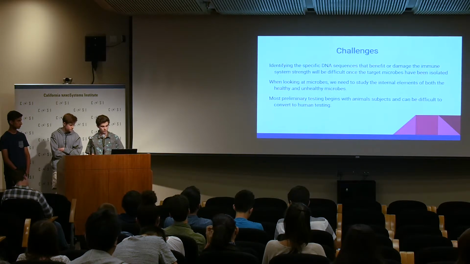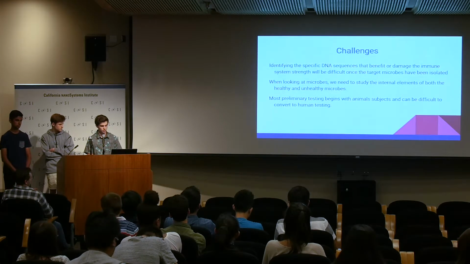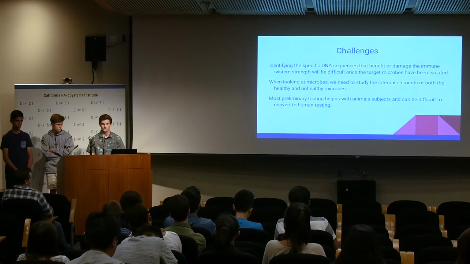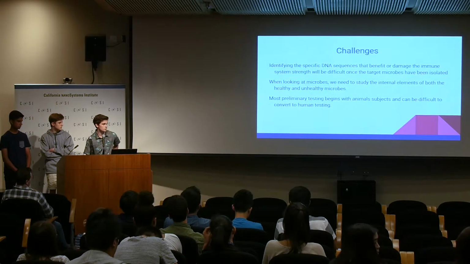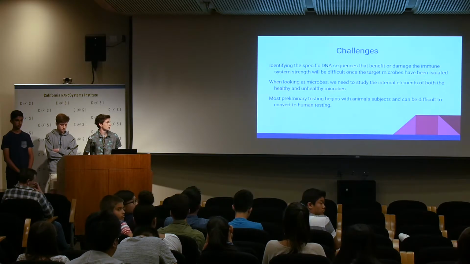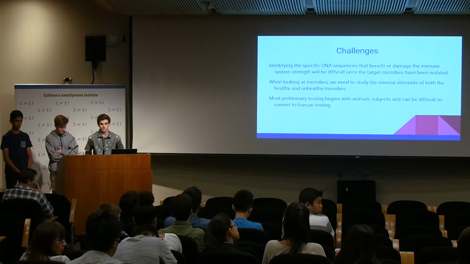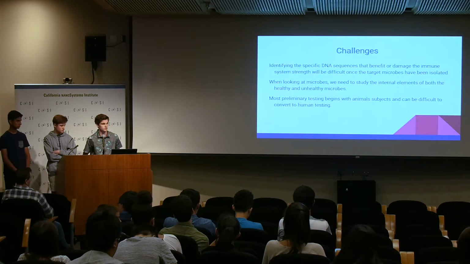An Imperial College paper outlines the link between microbes, diabetes, and obesity within mice, but they have yet to bring this particular instance into the human scale. So most early testing begins with animal test subjects, but a challenge is that it's difficult to convert from the animal test subjects to humans as well.